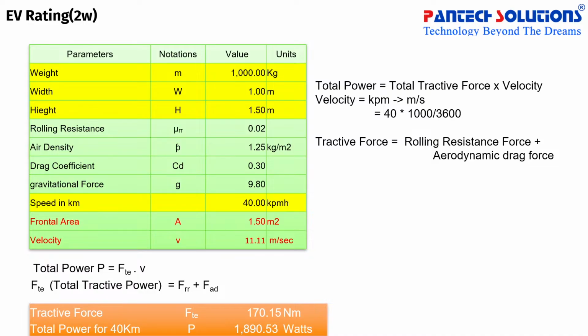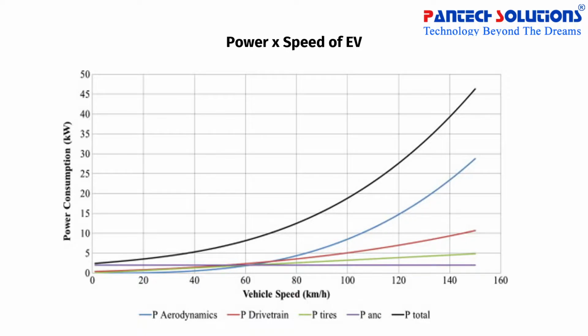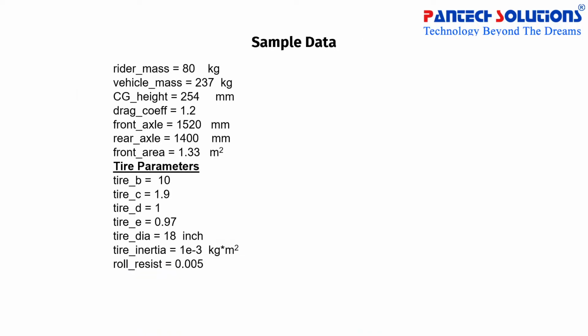Finally, for 40 kilometers per hour with these parameters, I need 1890 watts. This is the total power of the system. This much power I need to drive one vehicle. Based on the formula only, we are calculating this section. This is the power and vehicle speed curve. This is sample data from what we are now designing for an electrical vehicle.